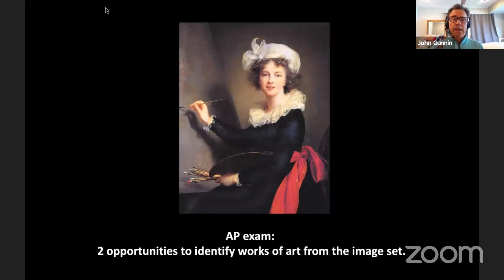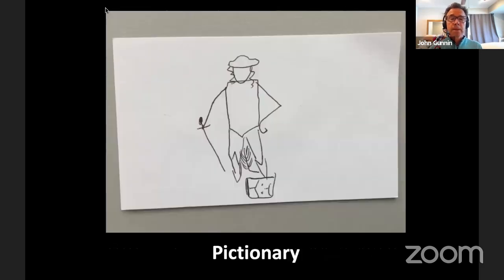On the AP test, there will be a couple of opportunities where you get a picture and you have to identify it. Of course, you know that you have to say two things about it. I would predict that artist and title, or title and culture, would be the easiest two, but you can also talk about the media. You can even talk about the date. This is a little game of Pictionary. I have a couple for you.